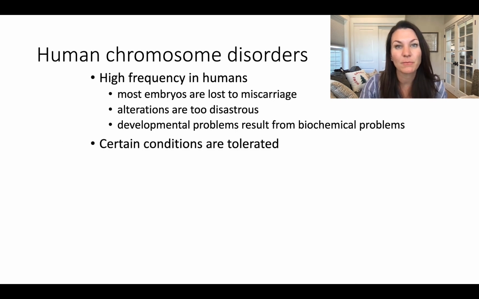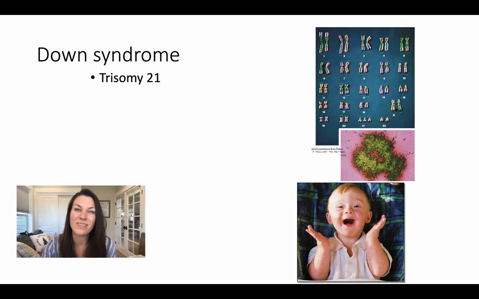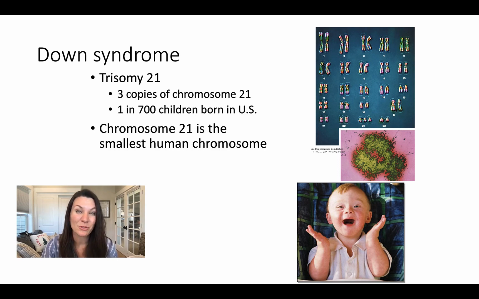Now, there are some duplications or deletions that upset the balance a little bit less and are survivable. It would still leave the individual affected with a set of symptoms considered a syndrome. And one that you're probably familiar with or have heard of is trisomy 21 or Down syndrome. This is an extra copy of the 21st chromosome. Chromosome 21 is the smallest of the human chromosomes, so it has the fewest amount of genetic material.